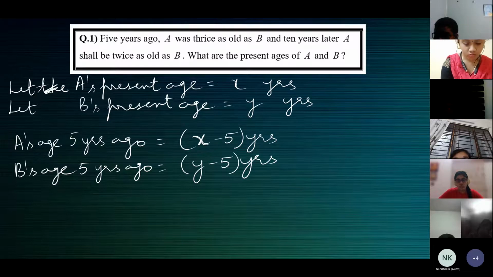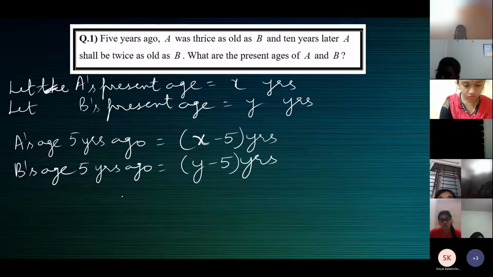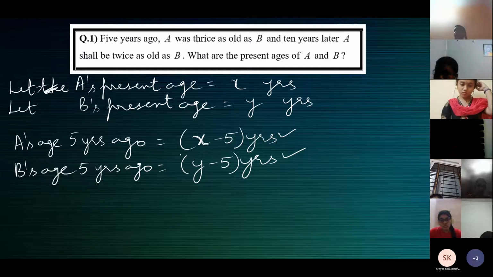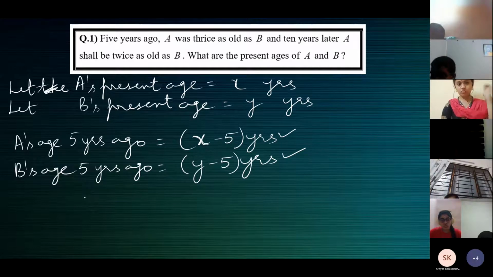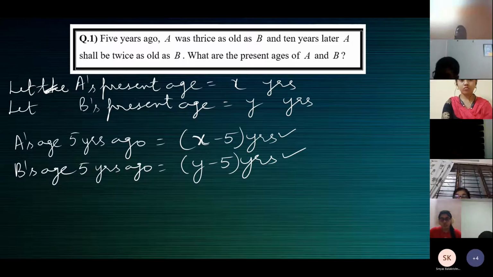Now read: 5 years ago, A was. I'll not read everything like that. As I read, I'll write something. So when you read 5 years ago, write these two assumptions: X minus 5, Y minus 5. Now A was, what was A's age 5 years ago? Now 5 years ago it is, not the present age. This is about 5 years ago. The relation explained is about 5 years ago.